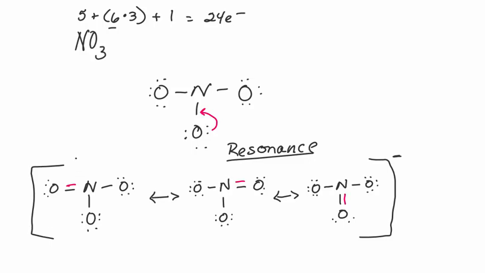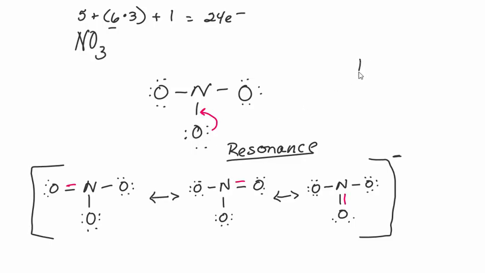You see the pi bond goes from the oxygen on the left to the oxygen on the right, and then moves to the oxygen below. So when we have resonance structures, what we're showing is that there's more than one position for that lone pair of electrons to be. It could either be a lone pair or it could be a pi bond.